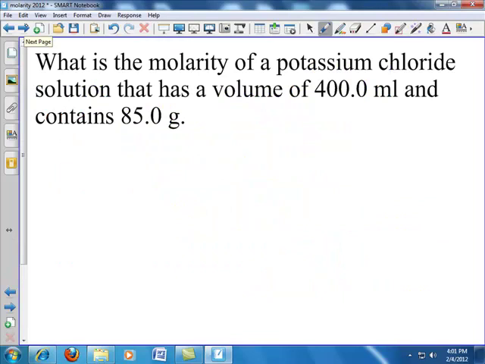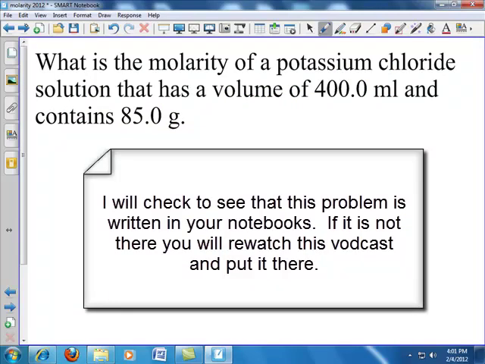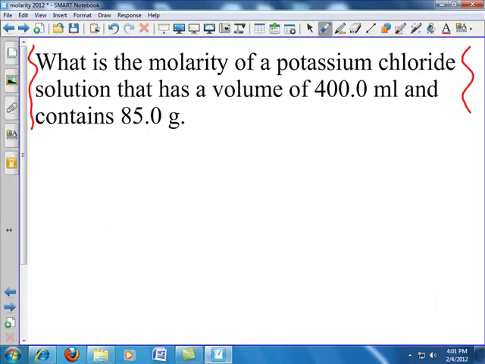Okay, so let's look at a problem. And there's a lot that goes on in these problems. So take a moment to write down this problem in your notes. Okay, if you don't have this problem written in your notes, you will have to go back and re-watch this vodcast or fast forward to it, because I will not accept it unless this is in your notes as an example.